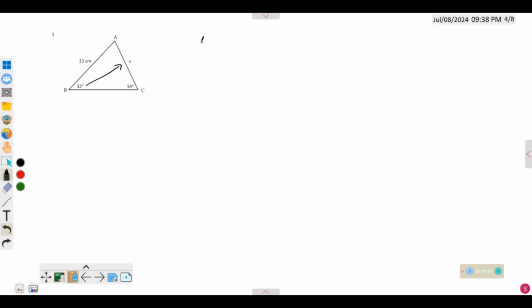I can set up my equation to be that side, which is AC, divided by sine B, which is equal to that side as well, AB divided by sine of C. We have AC given as x, divided by the sine of B, which is sine 35. And this is equal to AB, which is 33, divided by sine of C, which is 54. So it's sine 54. I need to make x the subject of the formula, which means I'm going to multiply both sides by sine 35.